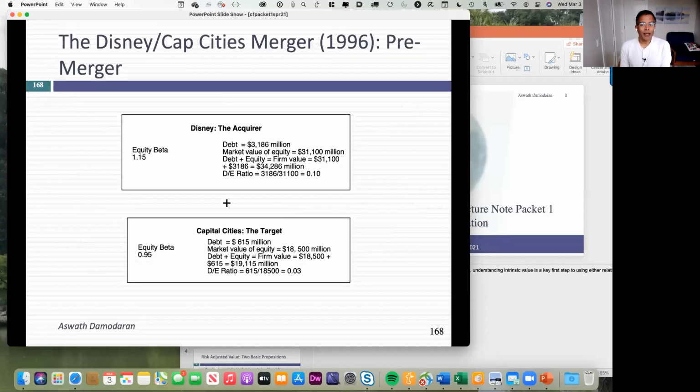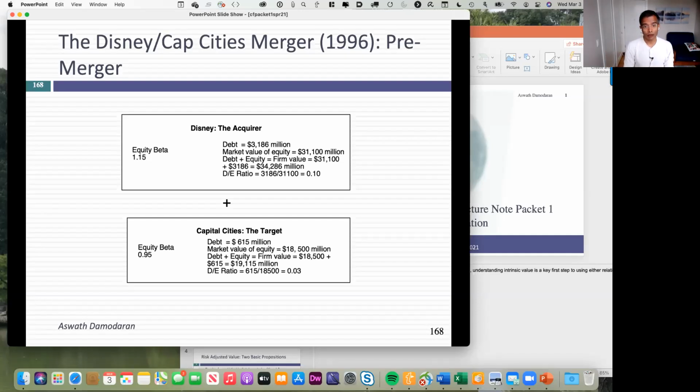So this was the Disney Cap Cities, ABC merger from 1996. Pre-merger, here's what the two companies look like. Disney had an equity beta of 1.15 and had a debt ratio of about 10%. The total value of Disney at that time was about $34 billion. So I'm looking at the debt, the market value of equity, and the total value of the firm.